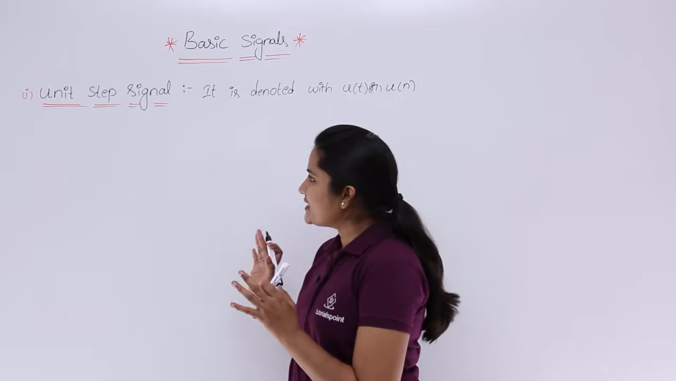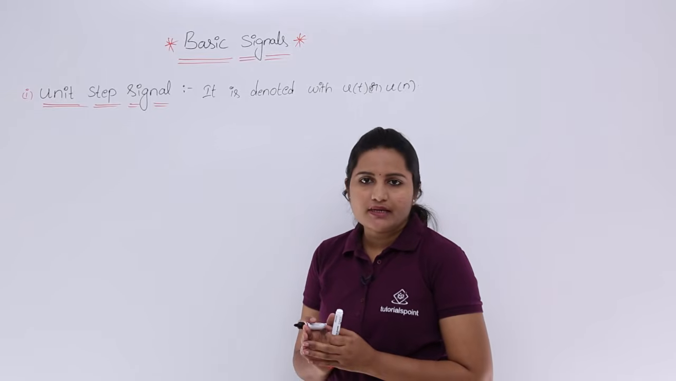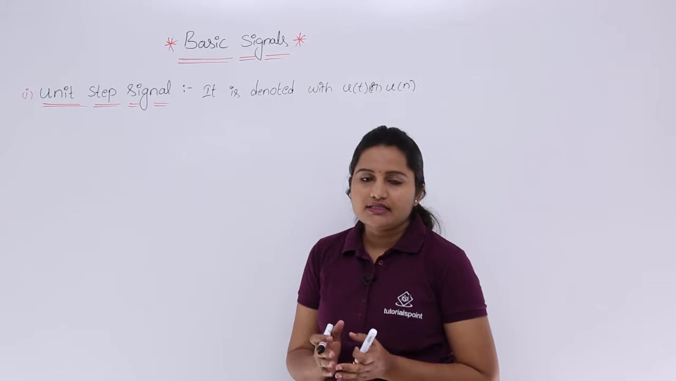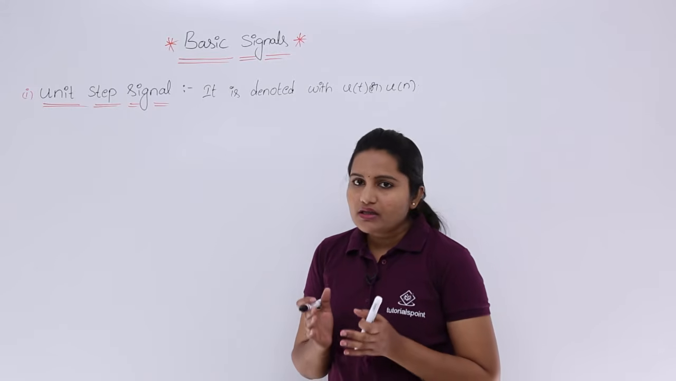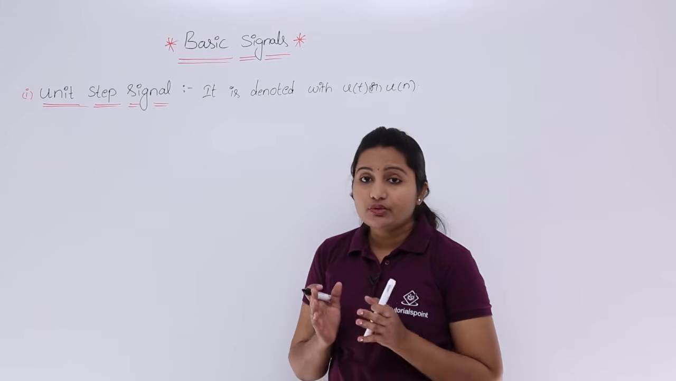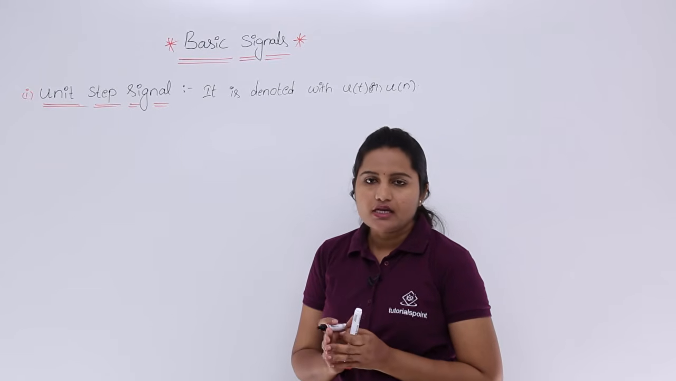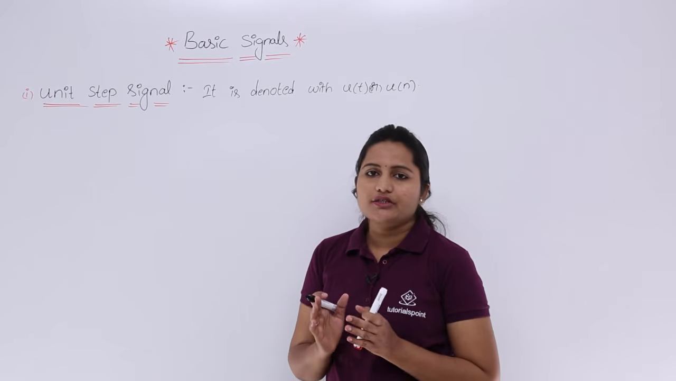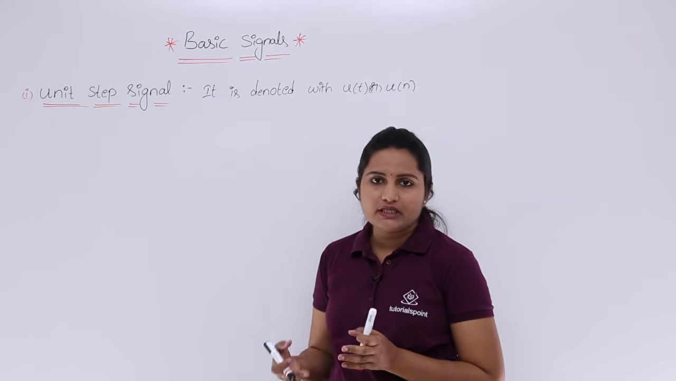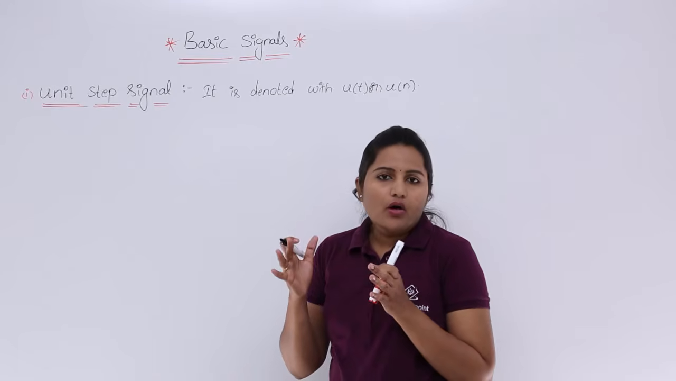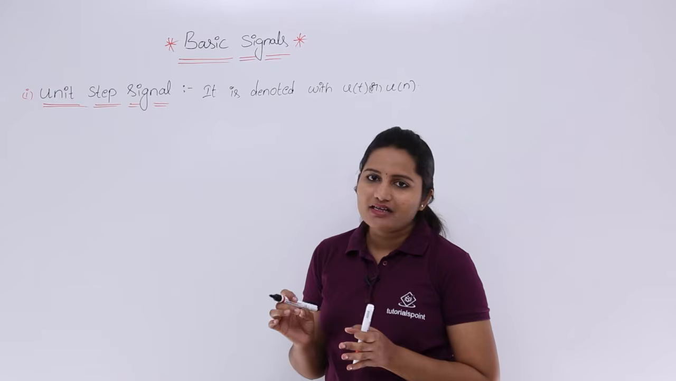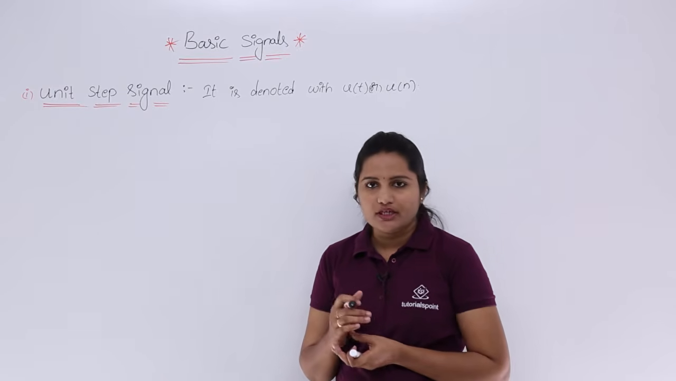Here we will take the definition of the unit step signal. Whatever basic signals we considered in the last class, we will discuss one by one. All the signals we are going to discuss have amplitude 1, that means unit signals. The area covered by all these unit signals is equal to 1, that means the unit step signal, unit ramp signal, and unit parabolic signal.